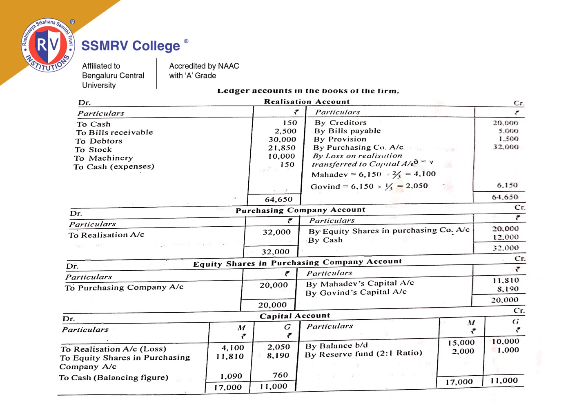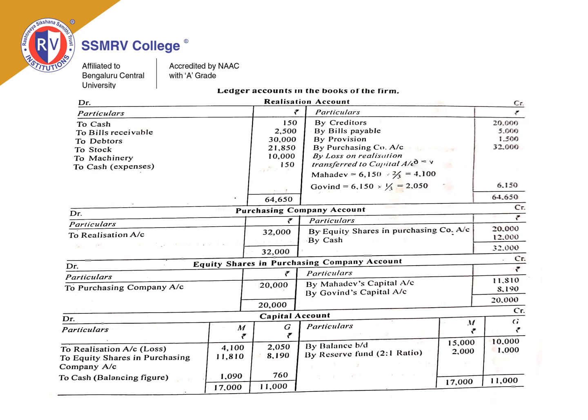If there is realization profit, we would have transferred it on the credit side. But in this problem, we have loss on realization. It is not profit. Since it is loss on realization, it comes on the debit side of partner's capital account. So the entry will be to realization account 4,100 and 2,050.